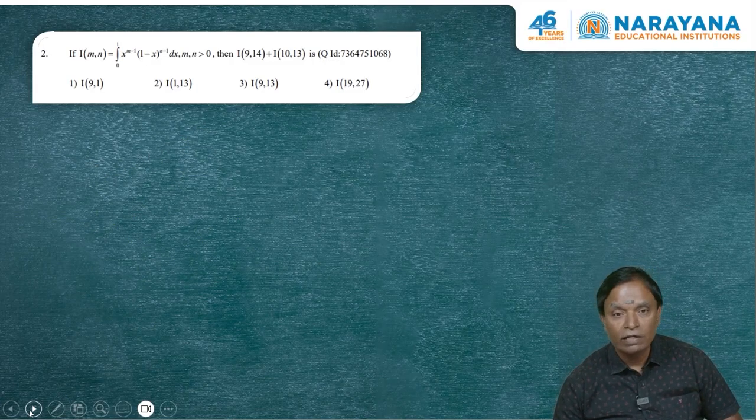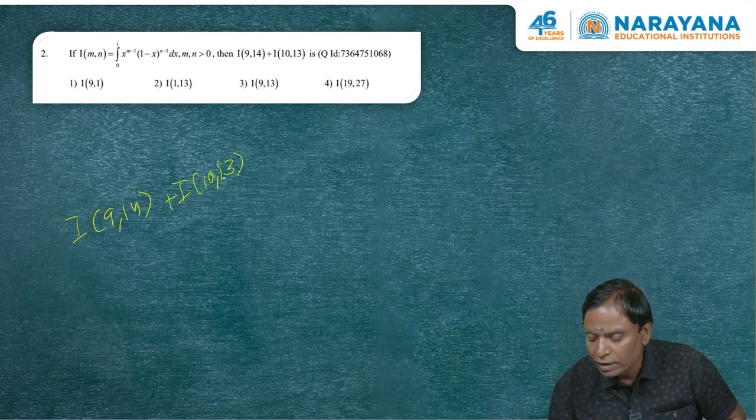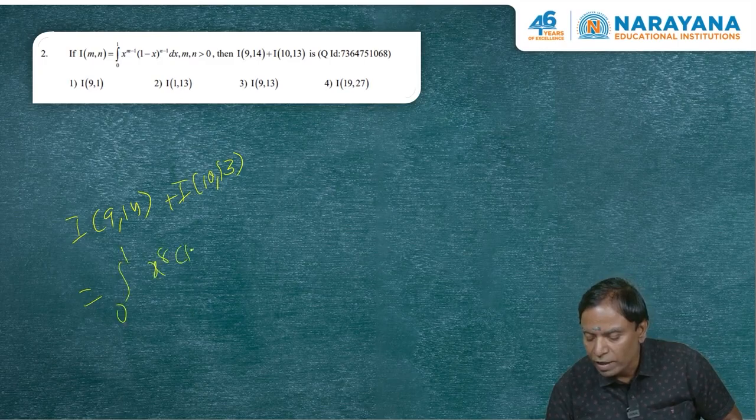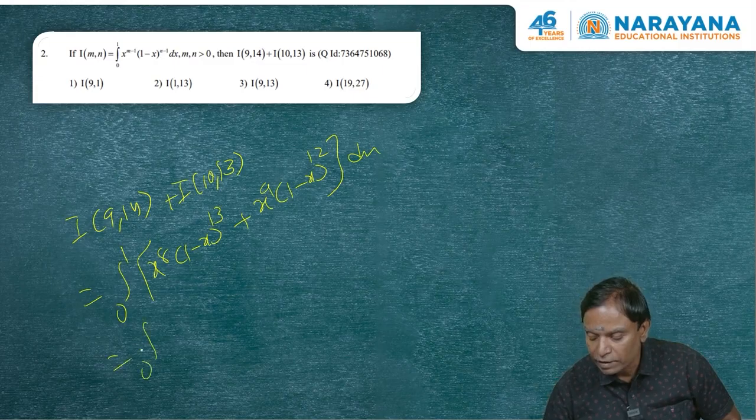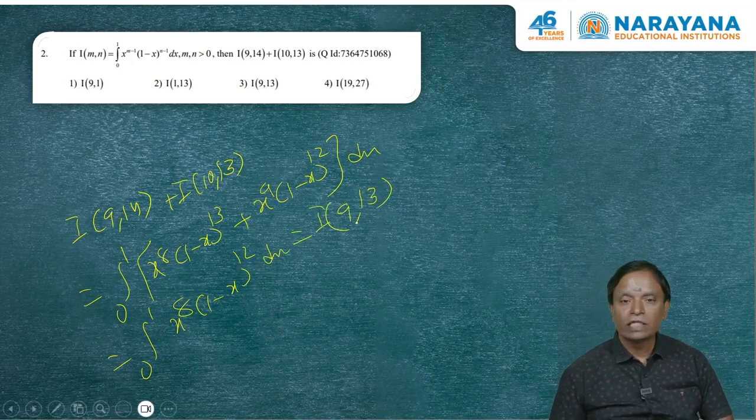You are given I(m, n). You are asked to find I(9, 14) plus I(10, 13). Now this I can say is integral 0 to 1 of x power 8 into (1 minus x) power 13 plus x power 9 into (1 minus x) power 12. I can take integral 0 to 1 of x power 8 into (1 minus x) power 12 common. This reduces to I(9, 13), which is nothing but your third answer.